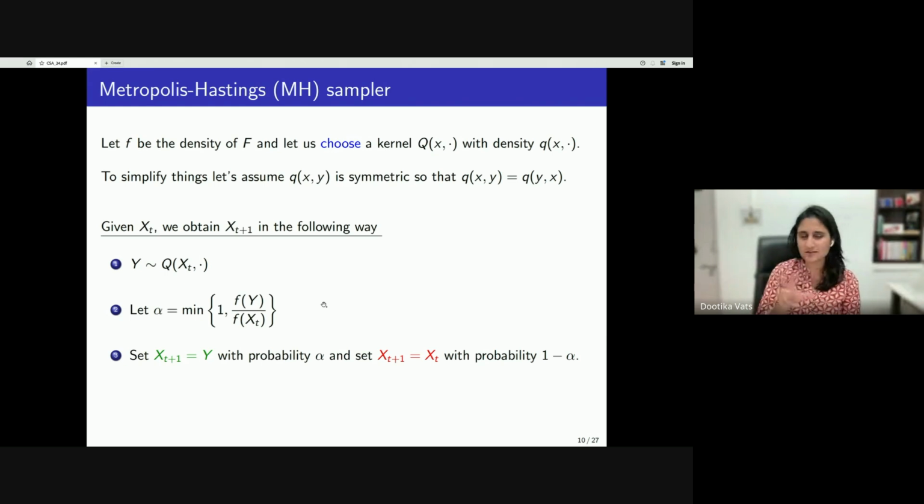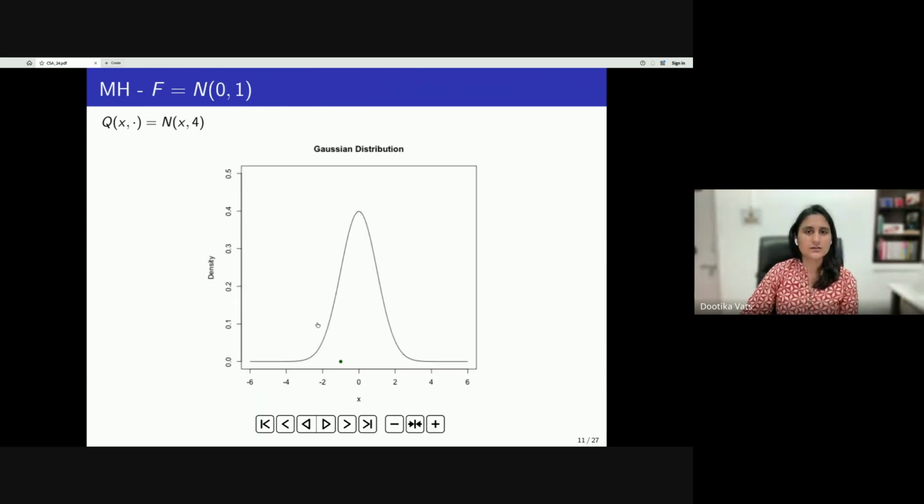This algorithm seems a little contrived, but let's just see what this algorithm looks like. I'll go back to the Gaussian example case. Okay. So this is my target distribution, my Gaussian target distribution. So F is normal 0, 1, and Q is normal x comma 4. Whatever x is, whatever is the current iteration of the Markov chain, that will be the mean of the normal distribution. So my current iteration is this green dot over here.